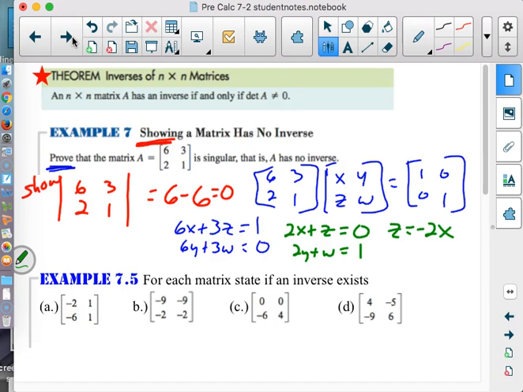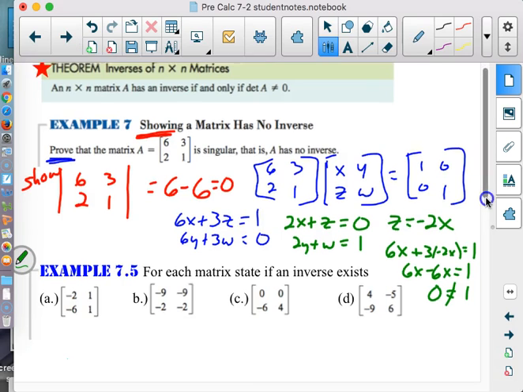Here's the other one that uses z. So this would say 6x plus 3 times negative 2x has to come out to 1. You see the problem? We're going to have 6x minus 6x equals 1. 6x minus 6x doesn't equal 1. 0 doesn't equal 1. So to us, that tells us this is not going to have any solutions.